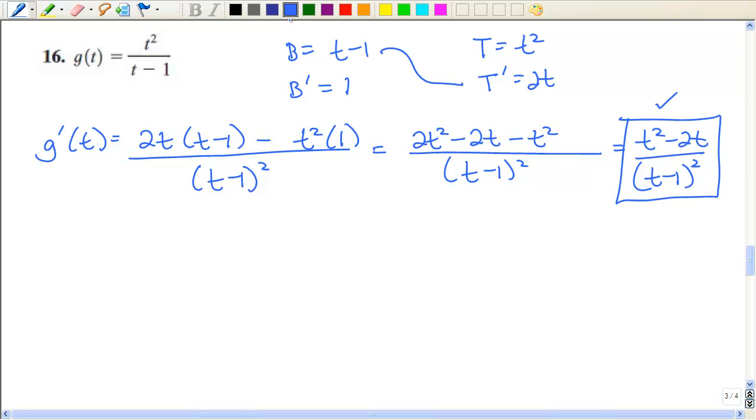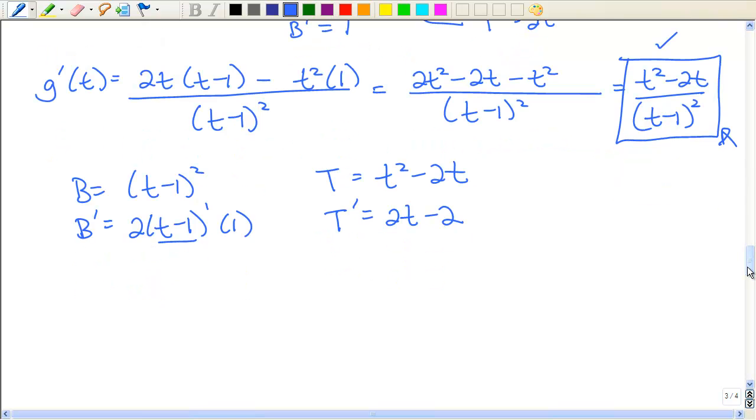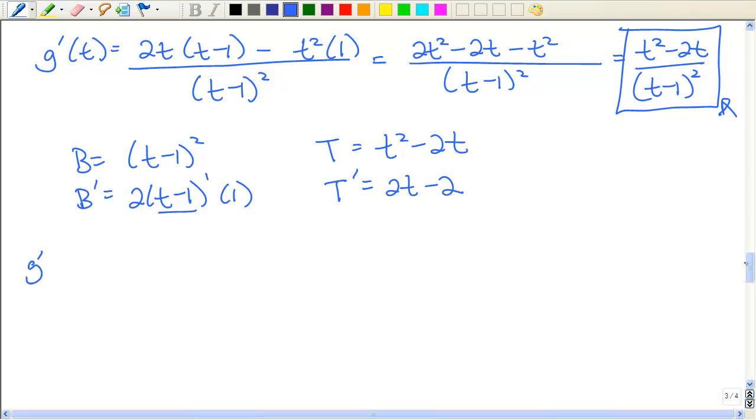It's also a quotient, so I need to do the quotient rule again. You can use different letters, but I'm going to go ahead and use bottom and top, hopefully knowing that you're going to be talking about this last function. So the bottom, the top, and remember the derivative of that is just going to be 1. Here we go, the quotient rule again. So we're at the second derivative. The bottom times the derivative of the top.